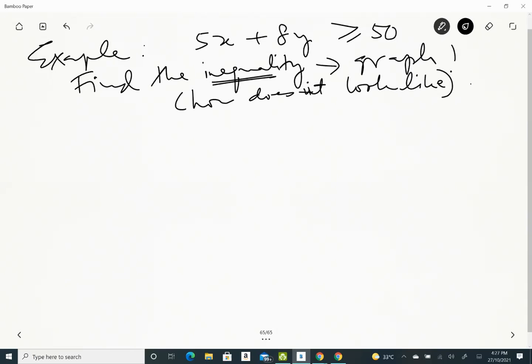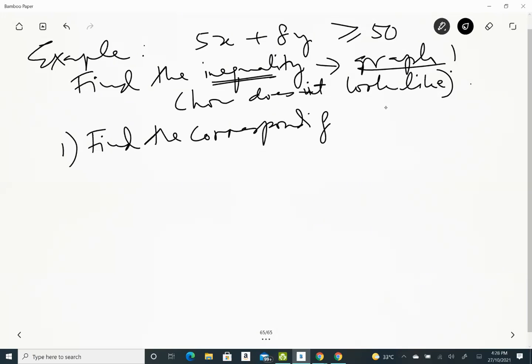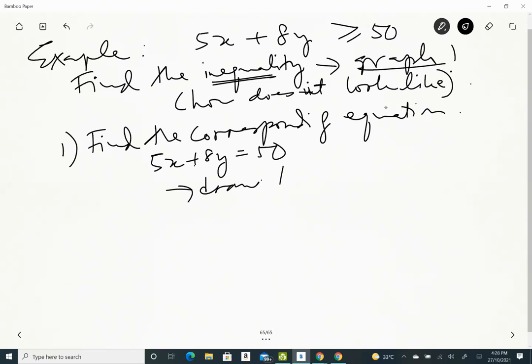So let us do that. How do you draw a graph of the inequality, and then how do you determine the inequality? First, we start with the equation. You use the corresponding equation, which we know. For that example of the inequality, the corresponding equation would be 5x plus 8y equals 50. So we start with something that we already know, and you draw this equation.